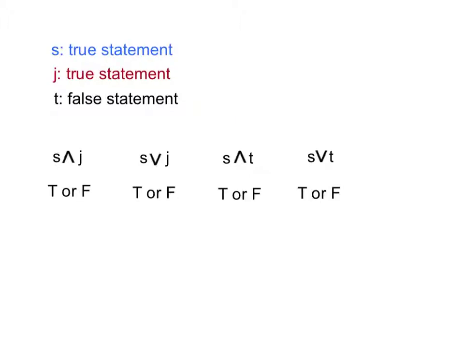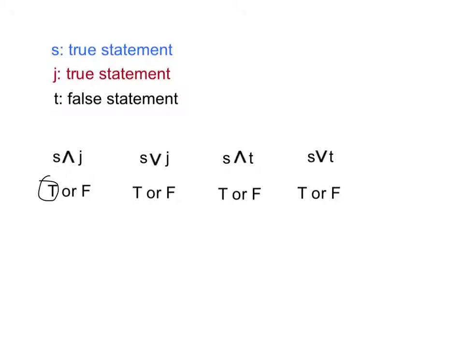Now, here we're just having generic statements. S is a true statement, J is a true statement, T is a false statement. Whatever that true statement is, a right angle is 90 degrees, an obtuse angle is greater than 90, it doesn't matter. If I'm saying S and J together, is that going to be a true statement or a false statement? That will be true because both S and J are true.